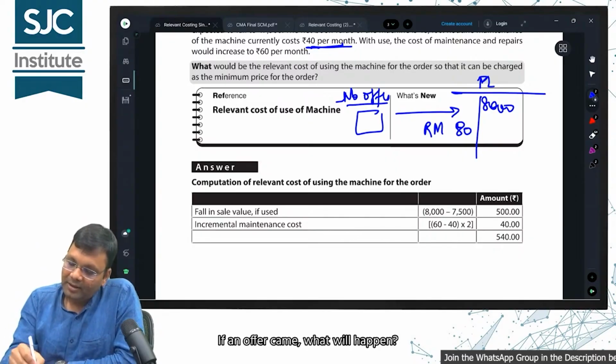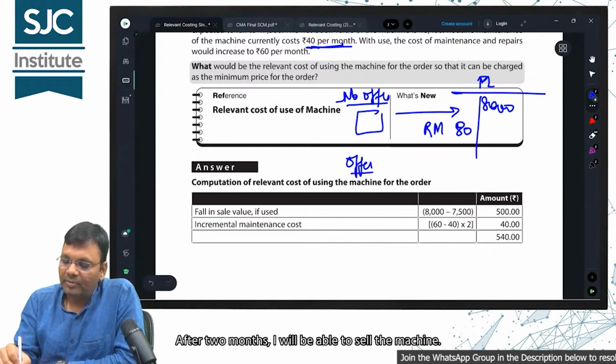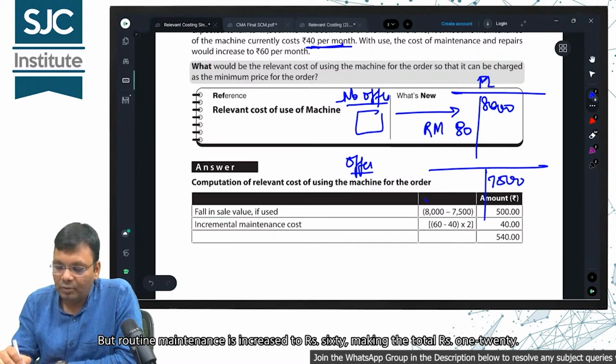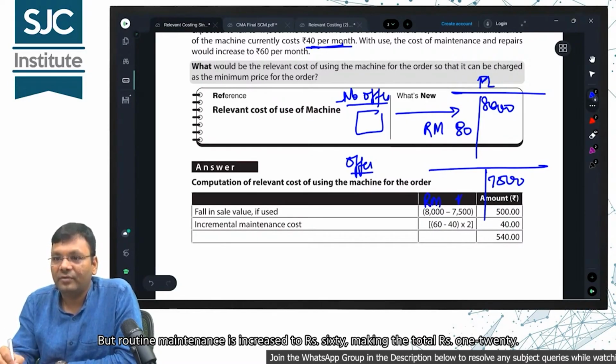Then, if an offer came, what will happen? After 2 months, I will be able to sell the machine. So my income will be 7,500. But routine maintenance is increased to 60 rupees, making the total 120.